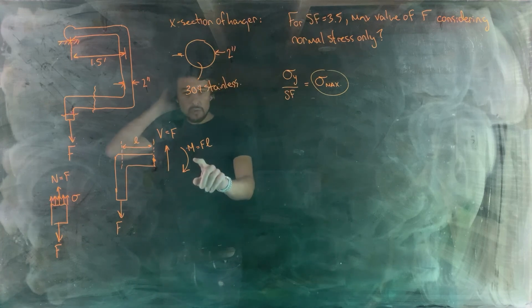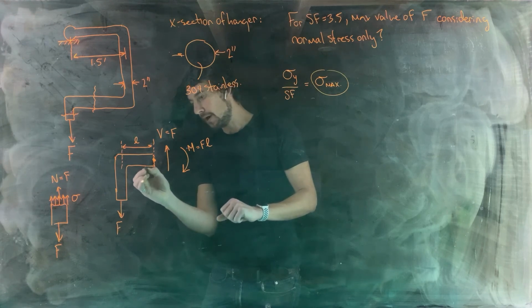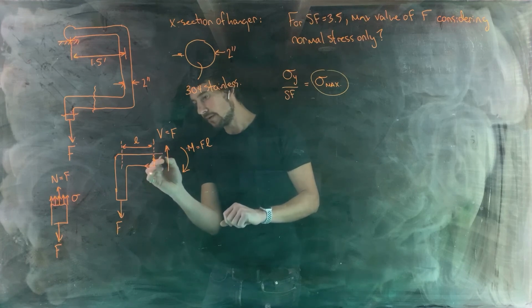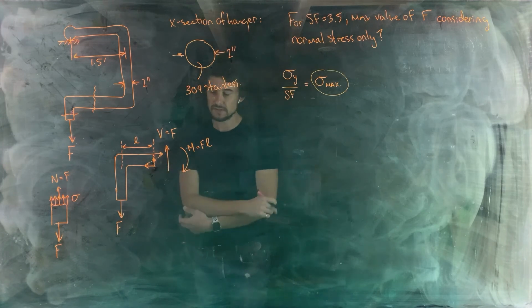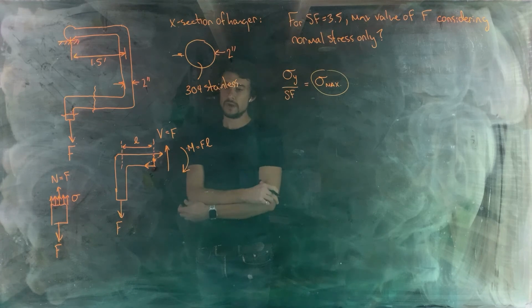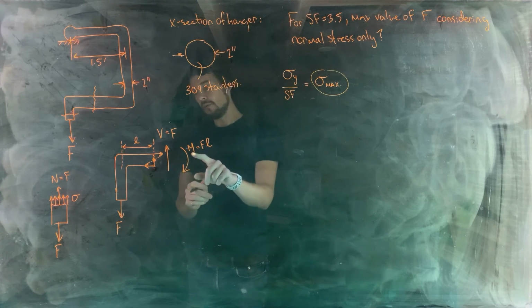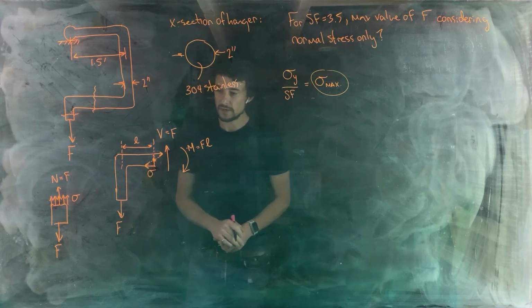Now, what's this moment going to do? Well, we know what moments do. They create normal stresses, and the bottom of the cross section would be pushed in, top of the cross section would be pulled out, linear transition between the tensile stress and compressive stress there. Okay. So now we've got a moment that we know creates bending stress over the cross section.